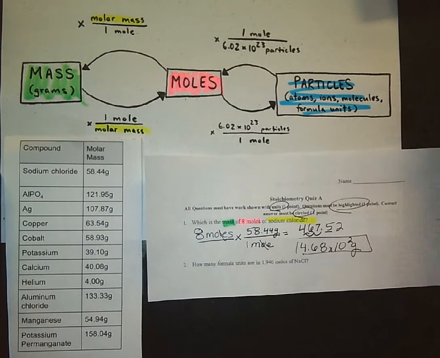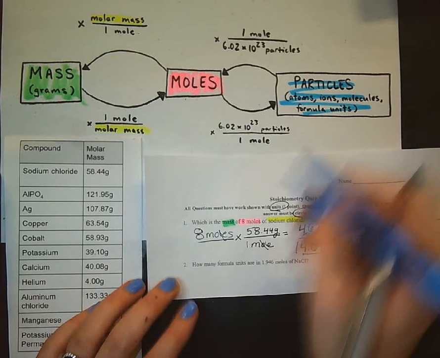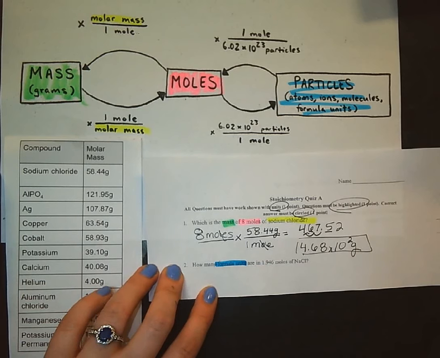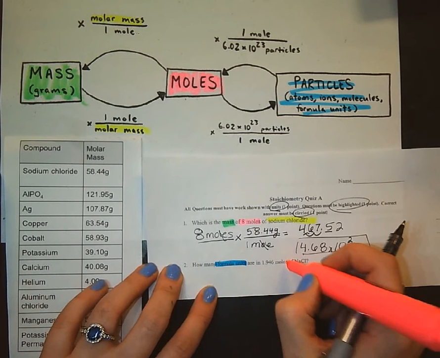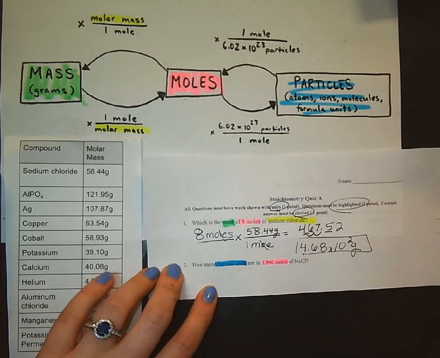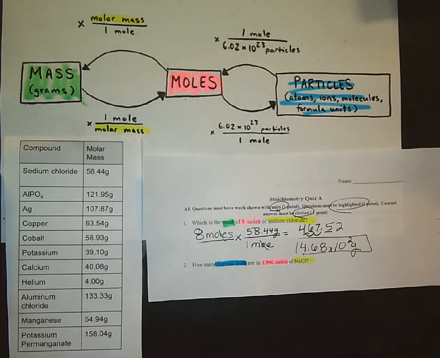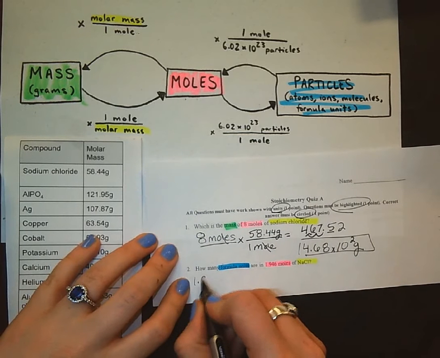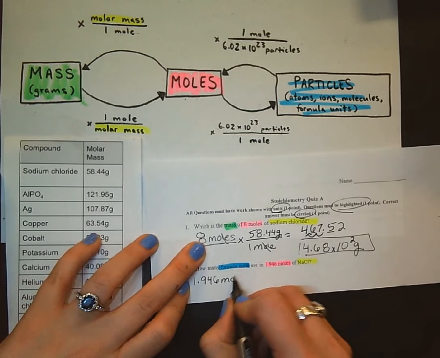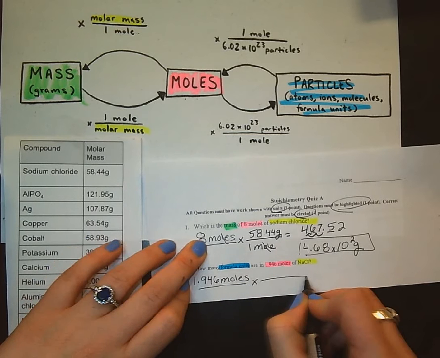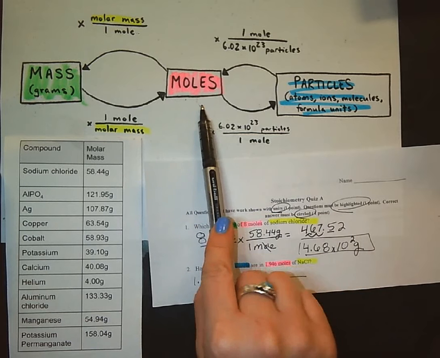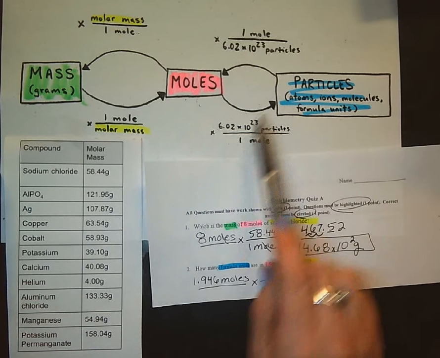How many formula units, and that's one of our particles, formula units, are in 1.946 moles of sodium chloride, NaCl? So we're going from formula units. Oh, excuse me. Let's write down what we're starting with first. So 1.946 moles. So we are starting with moles, right? So pink, and we want to go to formula units, which is blue. So following your arrow, this is the equation that I'm going to plug in.